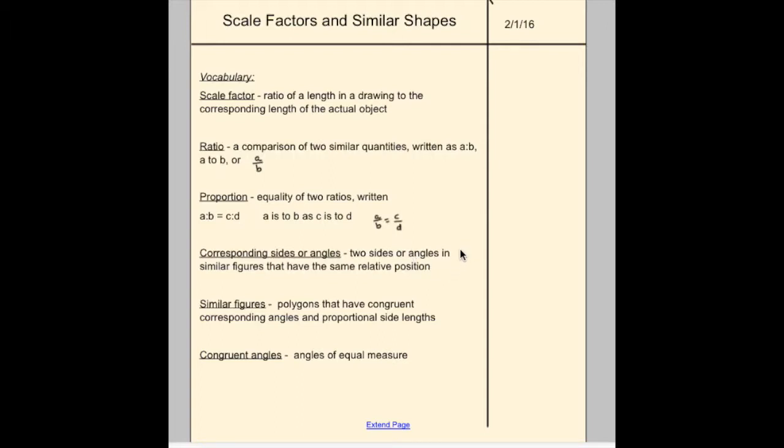So to get us started on our study of scale factors and similar shapes, there's a bunch of vocabulary here that I'm not going to sit here and read over, but instead I'm going to recommend that you copy down into your notebook after hitting pause on the video. I'm also going to remind you that the act of copying it is one of the ways that your brain processes and learns information, so I'm going to encourage you to actually write it down.